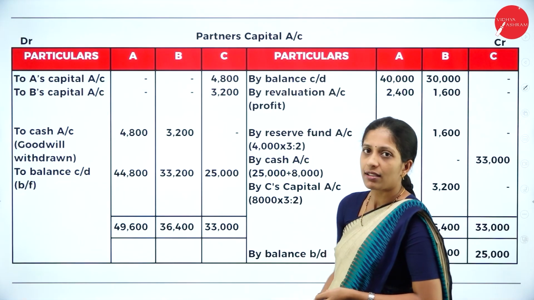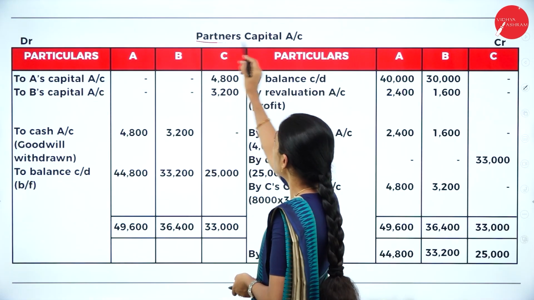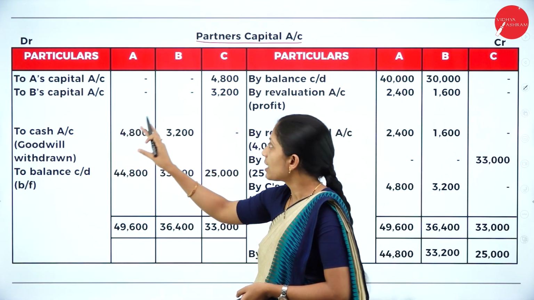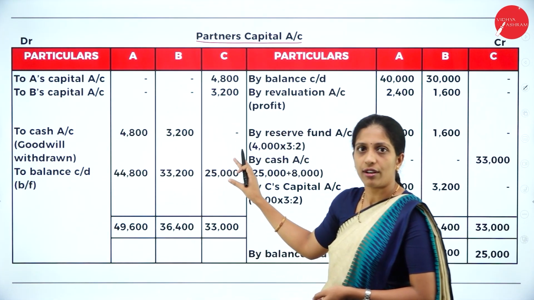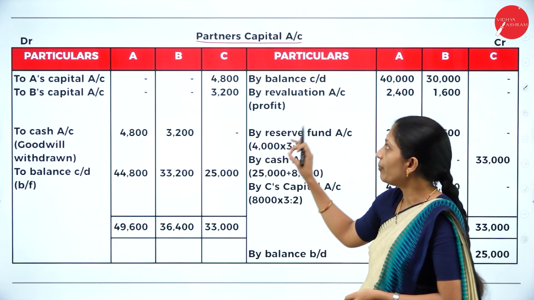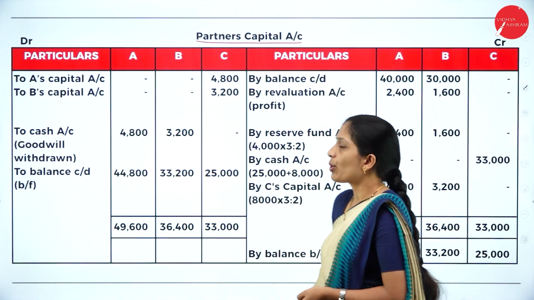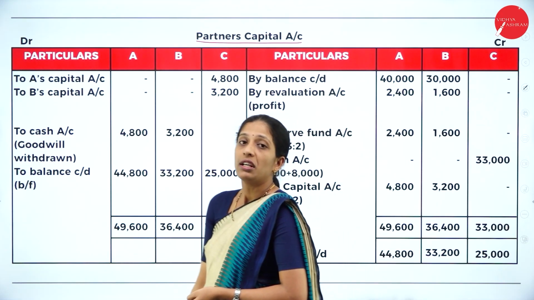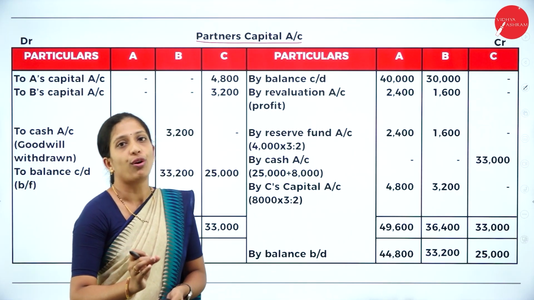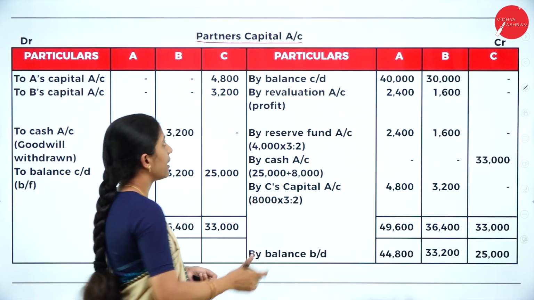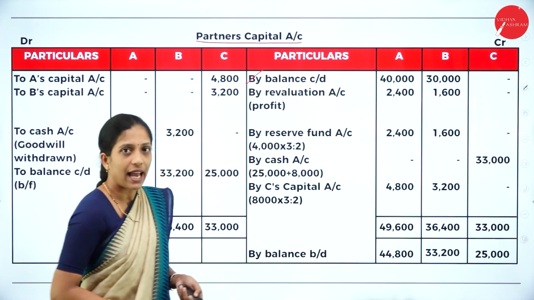Now coming to your partner's capital account. So we'll write the heading partner's capital account. The columns are particulars A, B, C. You have to draw column for new partner also. In the credit side also particulars A, B and C. Now what do you transfer first? So I have given you a few steps to follow. First we will transfer the capital of the partners as by balance carried down.